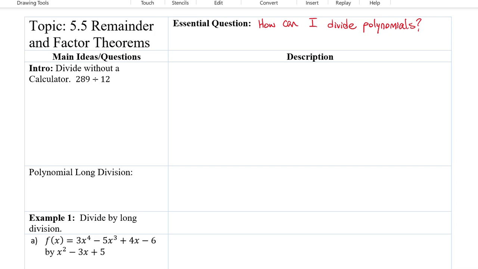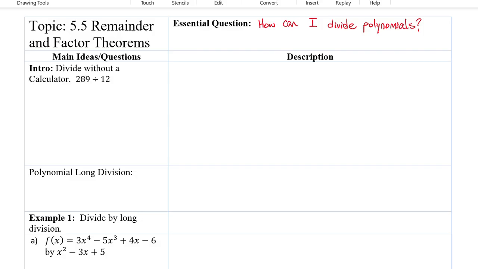For today's notes, we're going to be going over section 5.5, which is dividing polynomials, which involves the remainder and factor theorems. Your essential question is, how can I divide polynomials? The first method to divide polynomials is called polynomial long division.